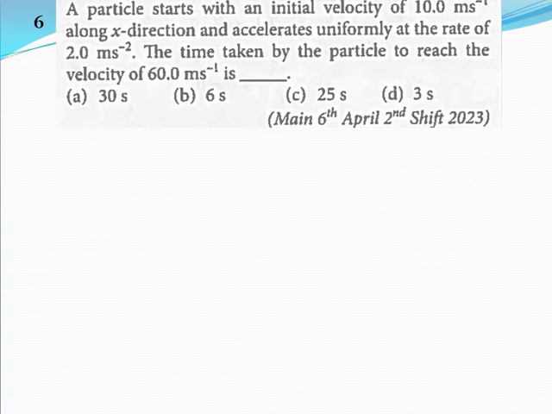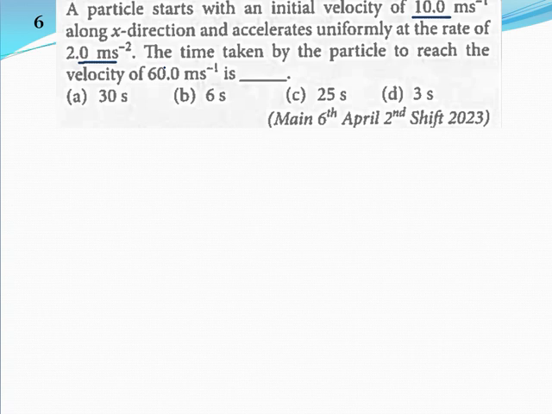Now come to question number 6. A particle starts with an initial velocity 10 meter per second along x direction and accelerates uniformly at the rate of 2 meter per second square. The time taken by the particle to reach the velocity of 60 meter per second.